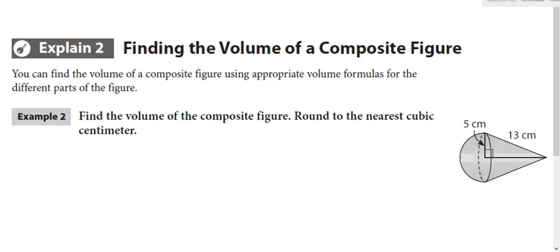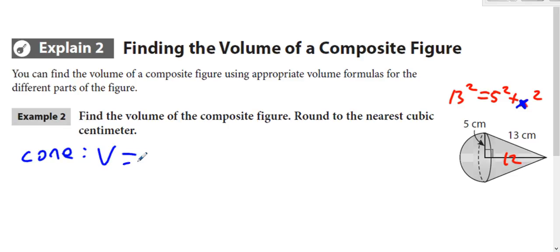Better yet, you recognize a Pythagorean triple as 5, 12, 13. So the other side's 12. If you didn't do that, then you would have 13 squared equals 5 squared plus the height squared. Solve it out, you still get 12. So the height of the cone is 12. We find the volume, 1/3 pi radius squared times the height.